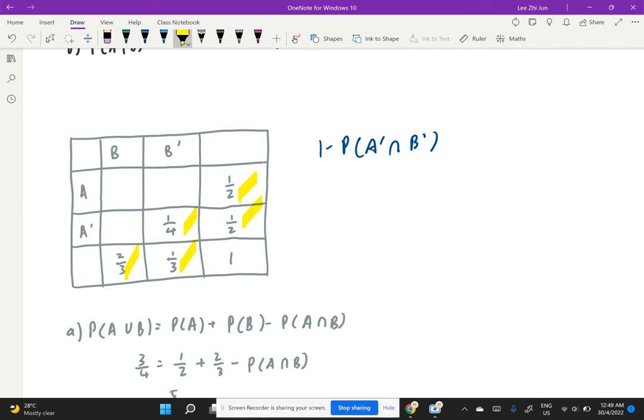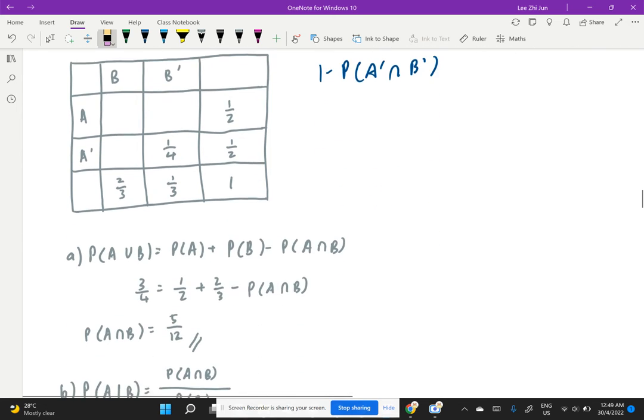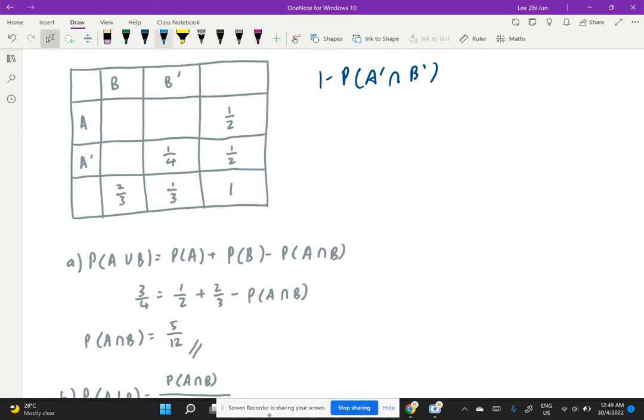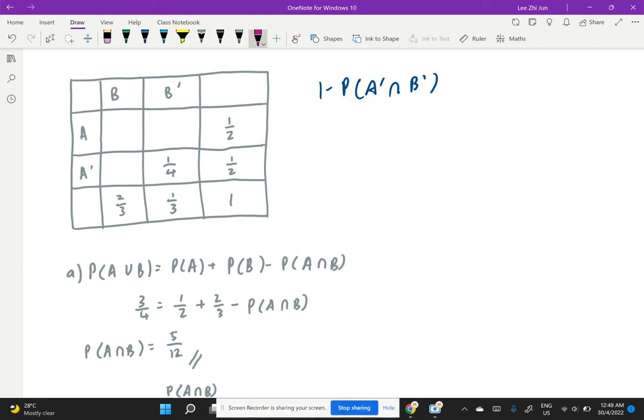Let me write it first. After I find the value, I will write it. So first, P(A∩B). So I have P(A∪B) equals 3 over 4, equals 1 over 2 plus 2 over 3 minus this P(A∩B). So P(A∩B), I do the calculation, I will get 5 over 12.